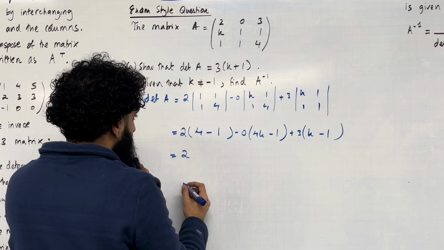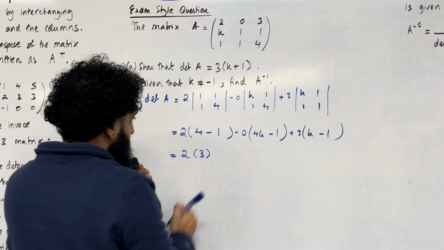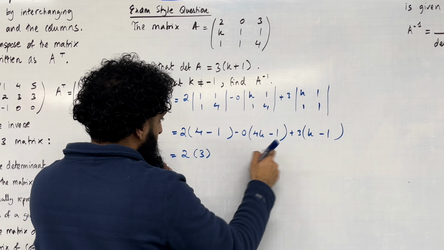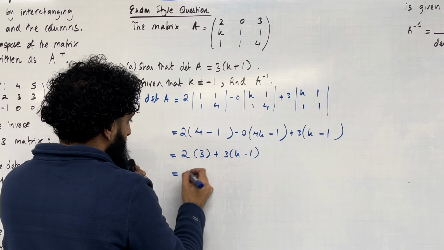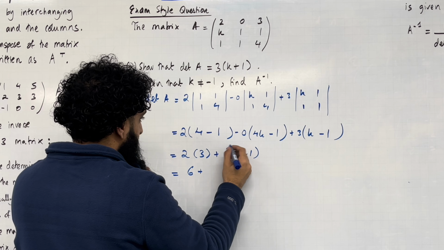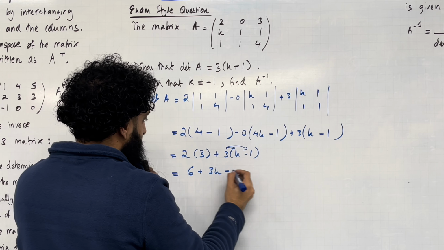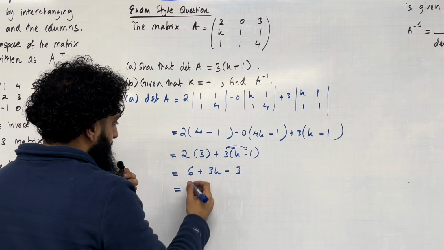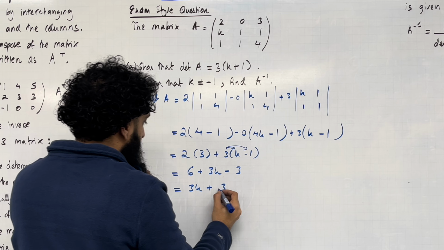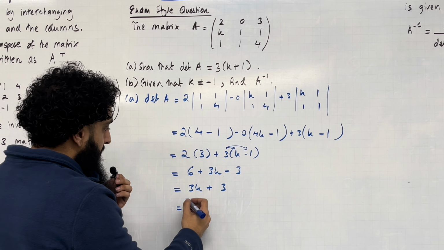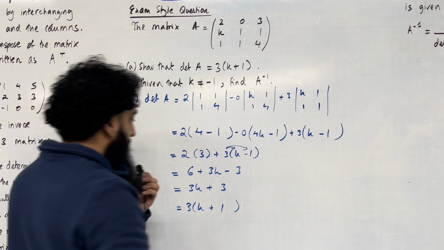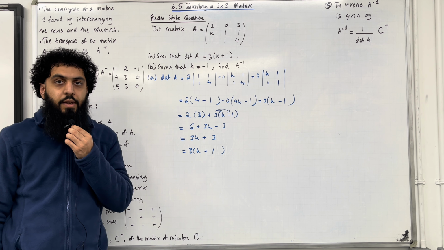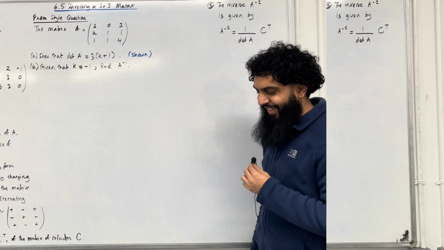Equal to 2 lots of 3. That becomes 0 plus 3 lots of K minus 1. So 6 plus, expand the bracket, 3K, take away 3. So that would be 3K, add 3. Take out a common factor of 3. So inside the bracket, I've got K plus 1 as required. This completes part A of the exam style question.